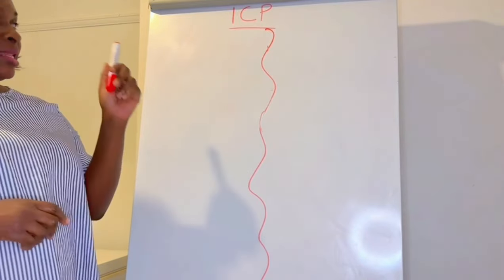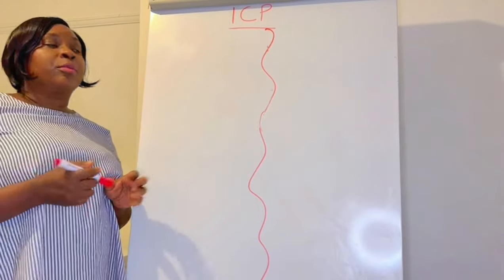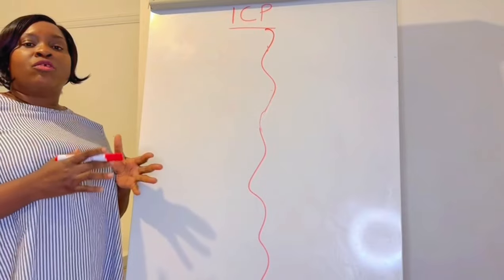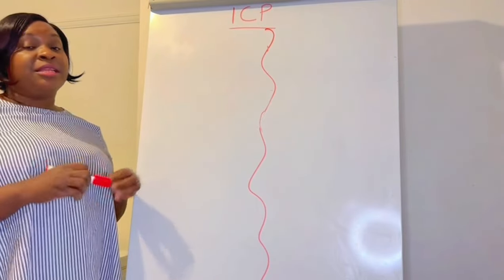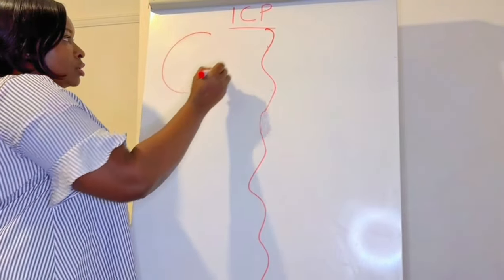Today we want to look at increased intracranial pressure. And what is intracranial pressure? Intracranial pressure is the amount of pressure that is in the cranium. It's as simple as that. So let's have a little illustration.